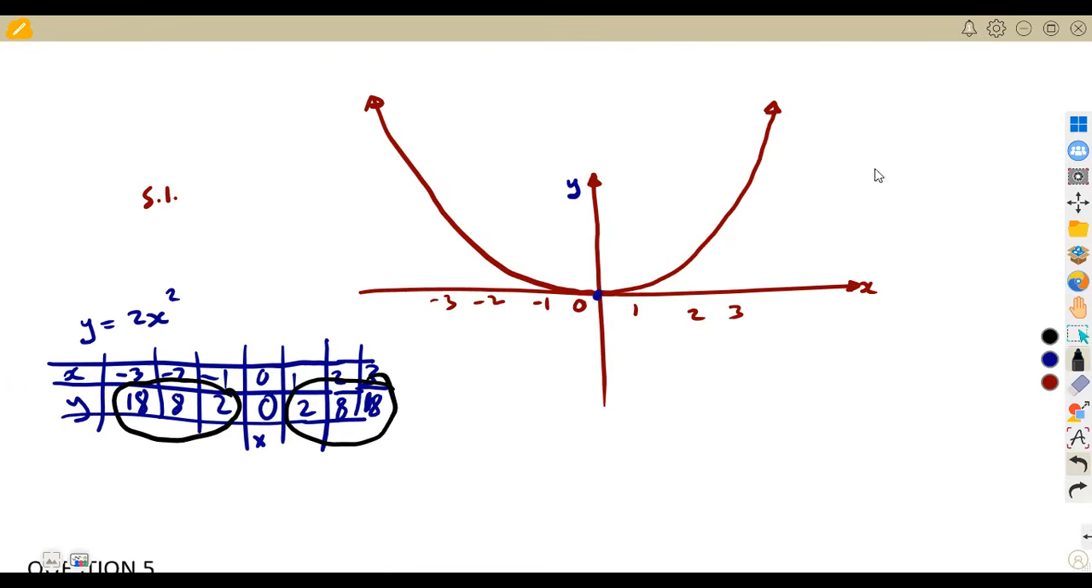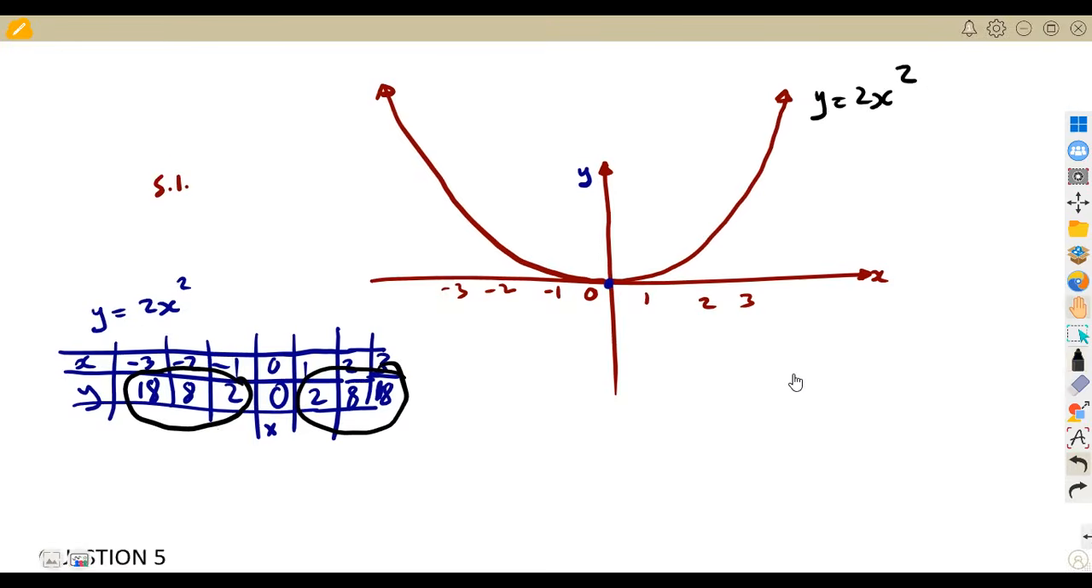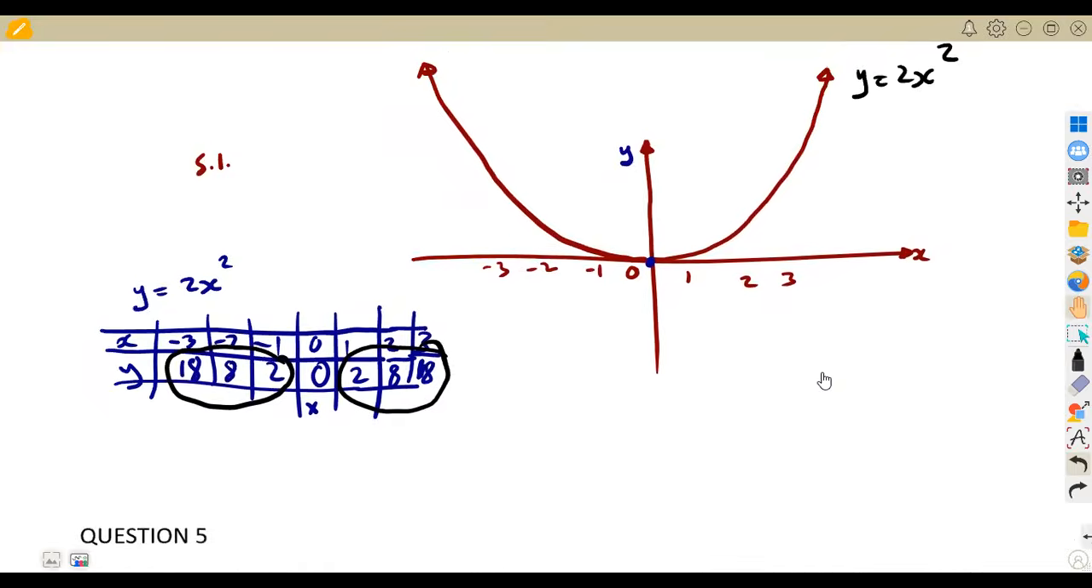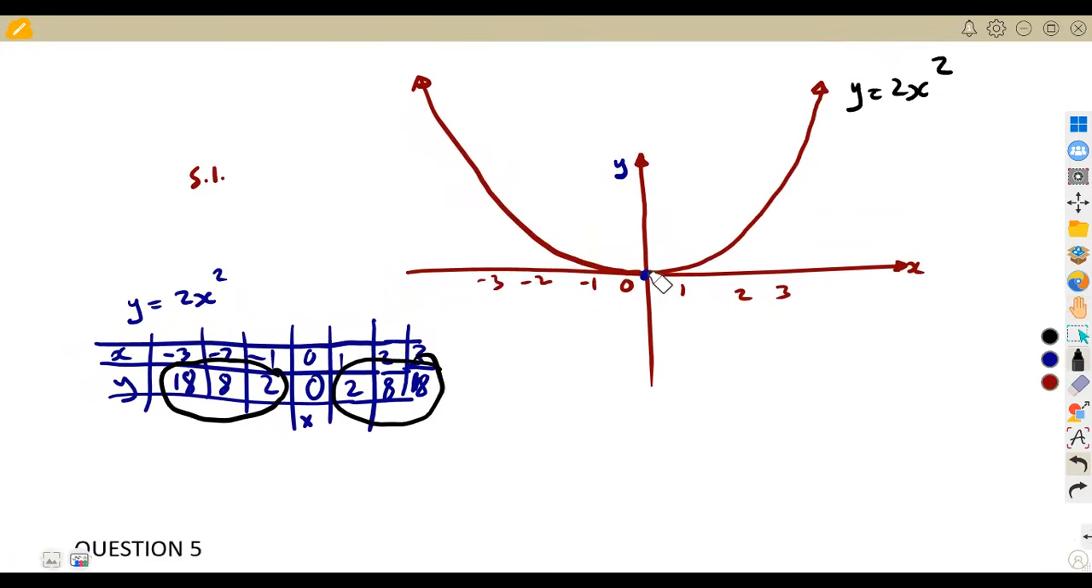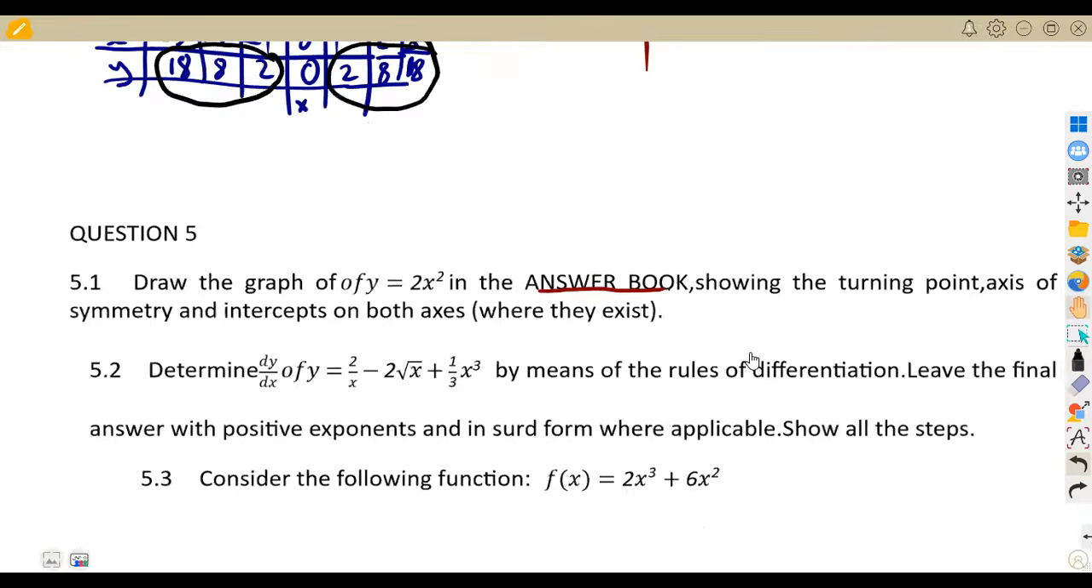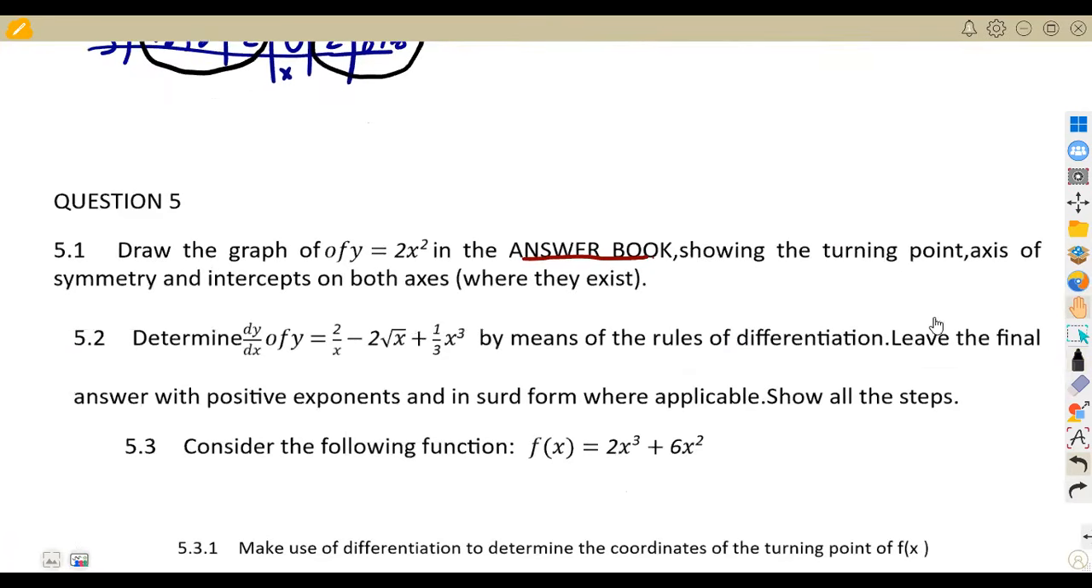So that was the graph of y is equal to 2x squared, which is our f of x. And our turning point of this graph, as we are asked to indicate, is at 0, 0. It's at 0, 0 for this graph because the y-axis is our axis of symmetry, which is the line x is equal to 0.